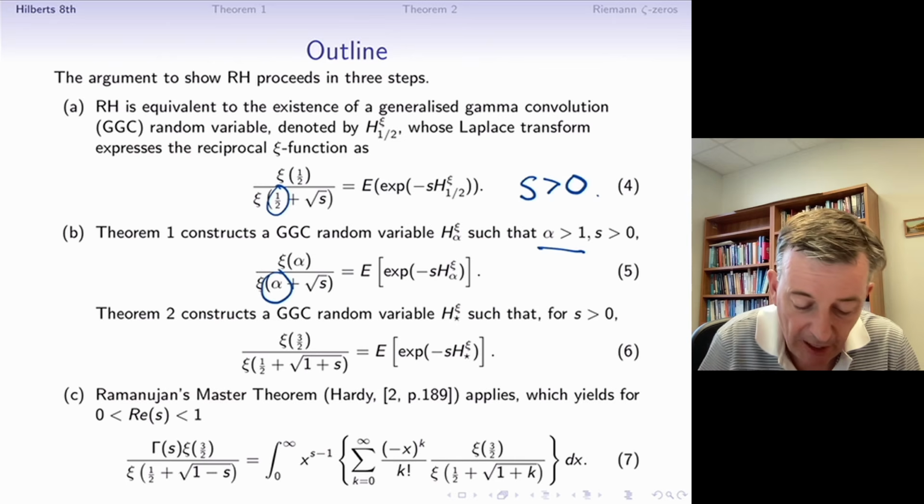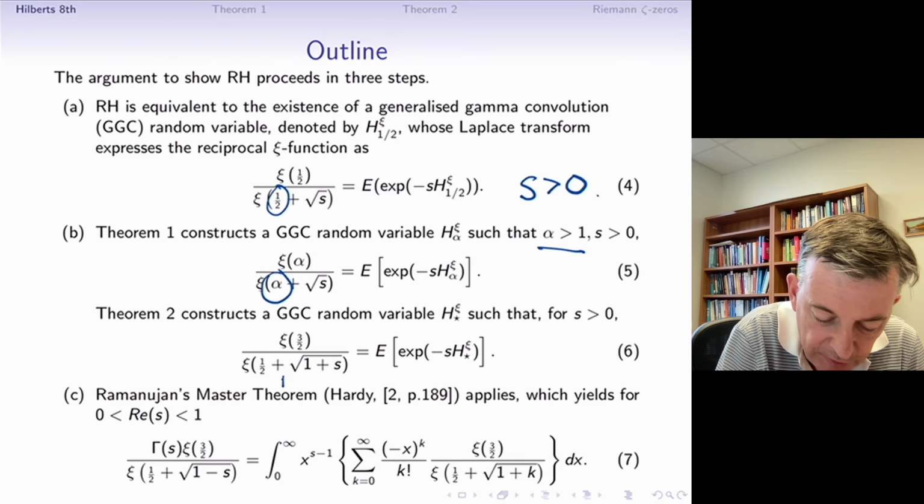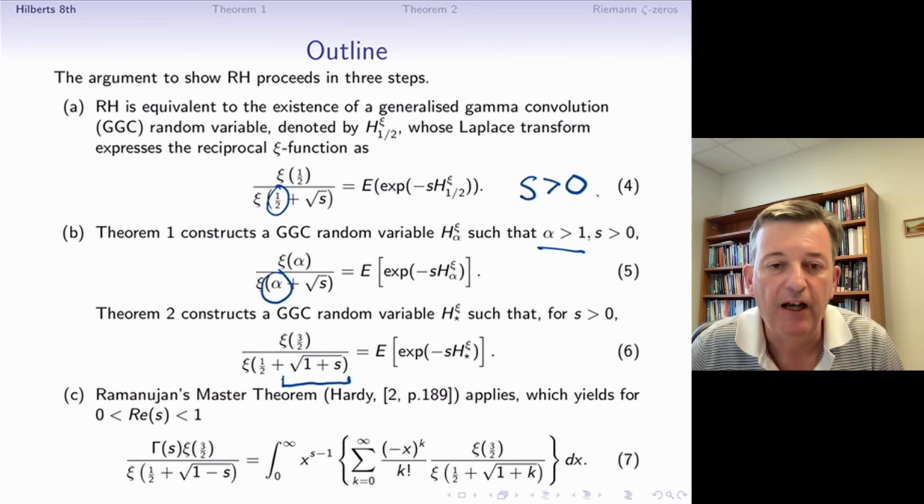And in order to do that, we'll prove the existence of a random variable, not evaluated at square root of s, but evaluated at square root of 1 plus s. And just to remind you, we're just going to consider s bigger than 0. So we'll use theorem 1 to prove theorem 2. And then we have to get to the Thompson condition above.